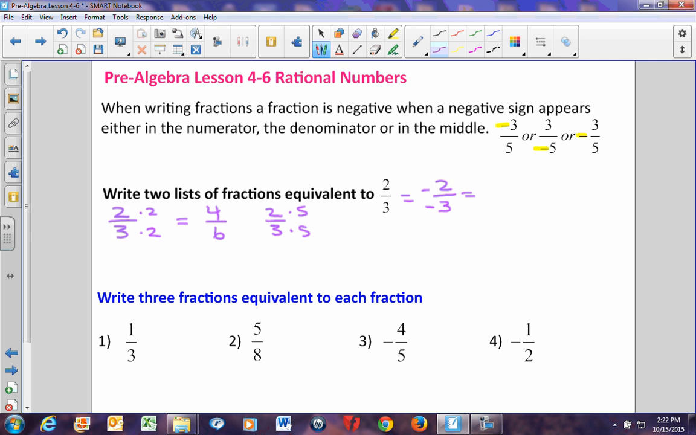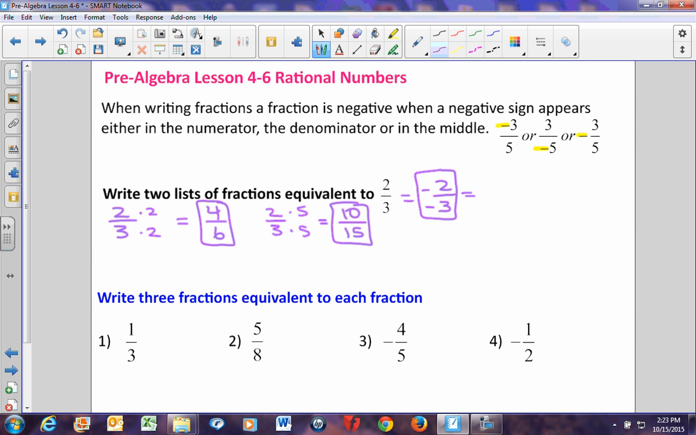It doesn't really matter what number I choose to multiply by. As long as I multiply the same number on the top and on the bottom, I will get an equivalent fraction. So I have 10/15 here. That's also an equivalent fraction. All of these are equal. 4/6 is equal to 2/3, 10/15 is equal to 2/3, and negative 2 over negative 3 is equal to 2/3. All 3 of those are equivalent fractions.